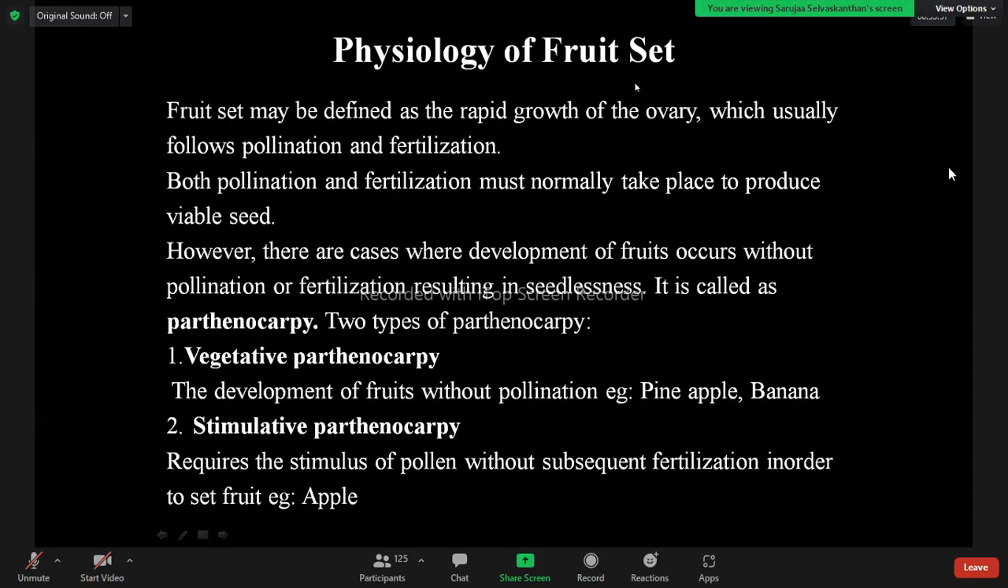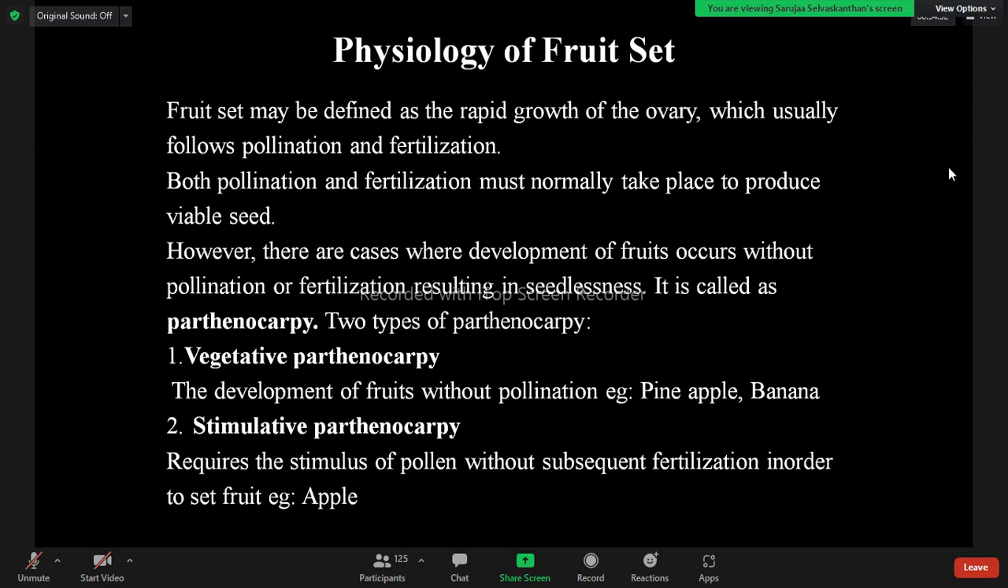Okay. That is pollination and fertilization, and thereafter we have to study the physiology of fruit set. Fruit set may be defined as the rapid growth of the ovary, which usually follows pollination and fertilization, right? Both pollination and fertilization must normally take place to produce viable seed.